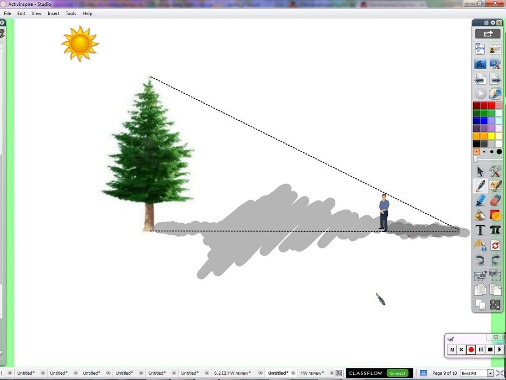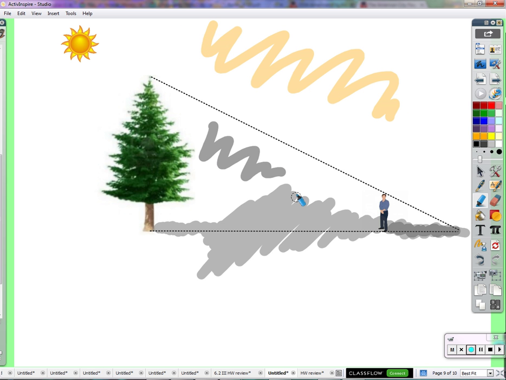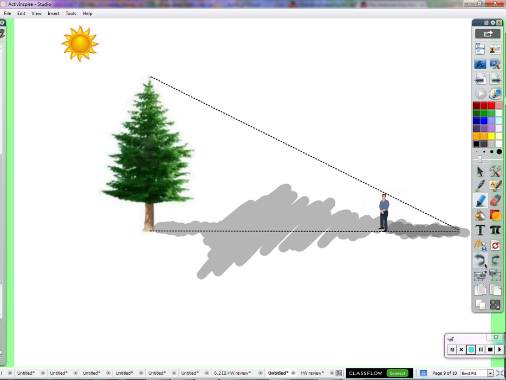Let's talk about this. It's a shadow. Shadow. Okay, good. Because the sun is shining, right? Just straight down here, so on this side, there's sunlight, right? But on this side, there's darkness. The tree is blocking the sun, right? Because the sun's cast on the shadow, because of the angle of the sun. Right.